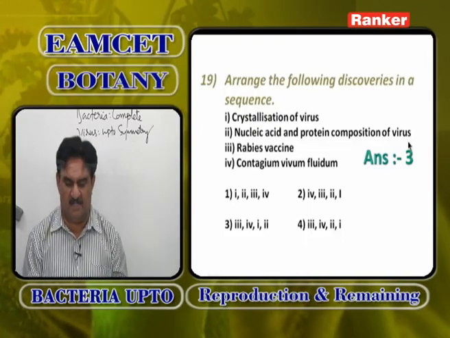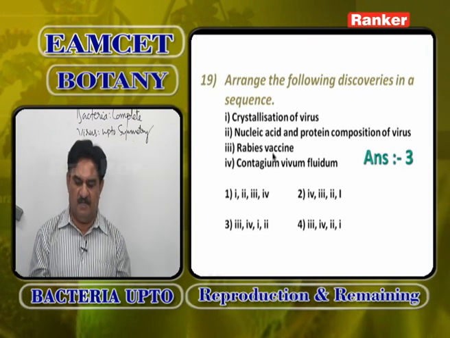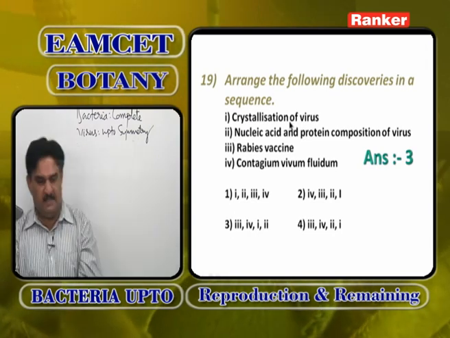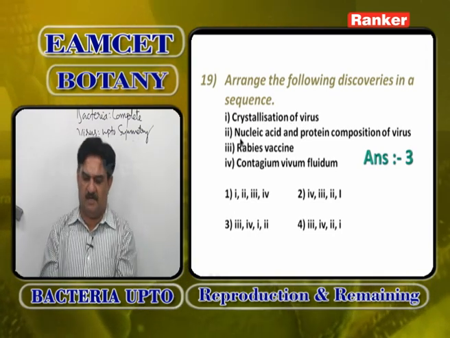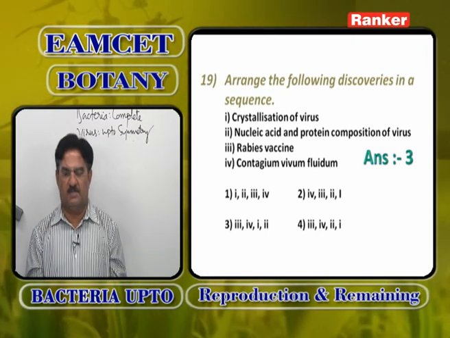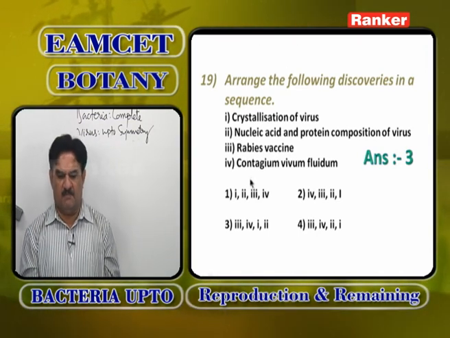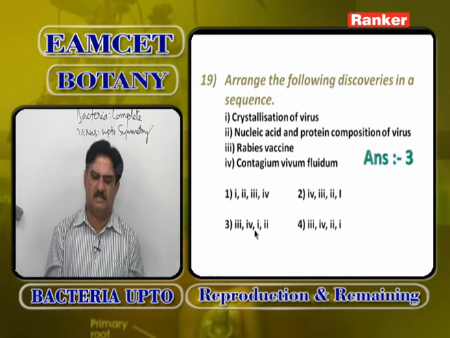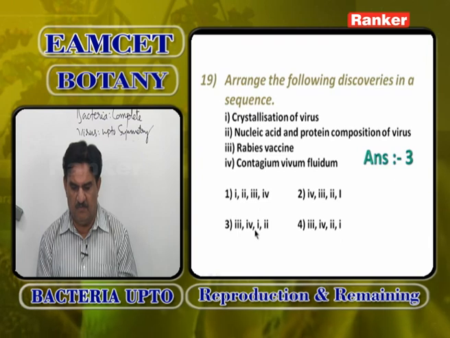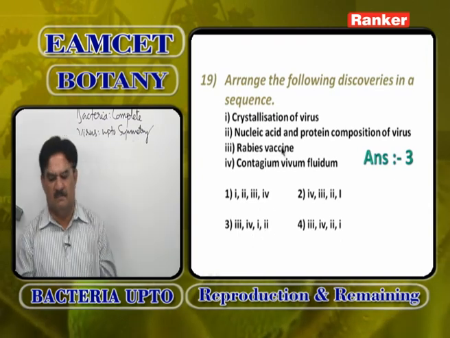So, first Louis Pasteur rabies vaccination, then Beijerinck contagium vivum fluidum, then W.M. Stanley crystallization of viruses, TMV in a pure crystalline form, nucleic acid and protein composition of viruses by Bawden and Pirie. So, according to scientists and their ages, first Louis Pasteur, then Beijerinck, then Stanley and finally Bawden and Pirie. So, answer is 3, 4, 1, 2.